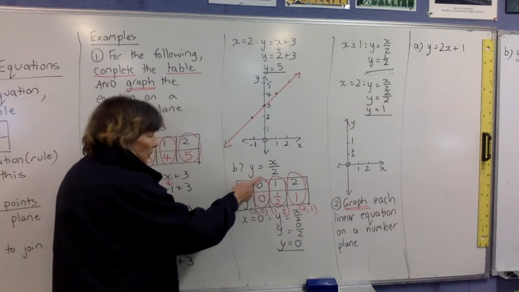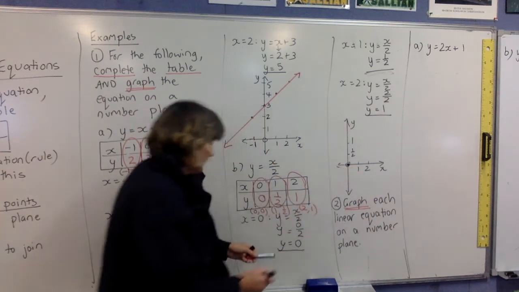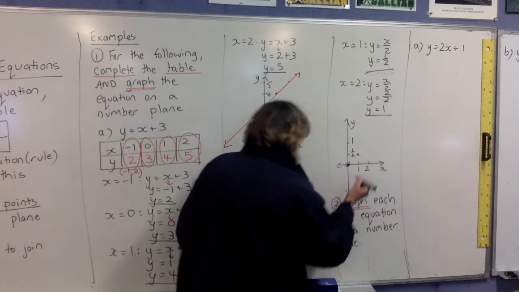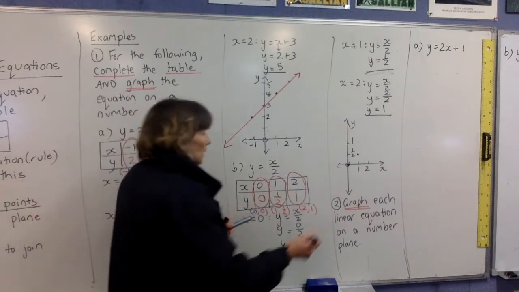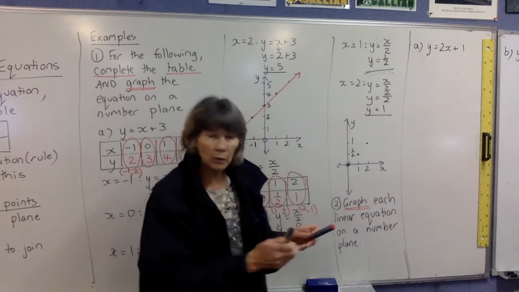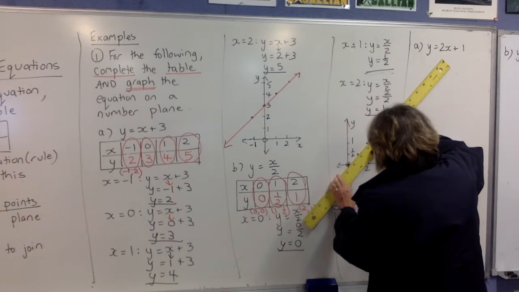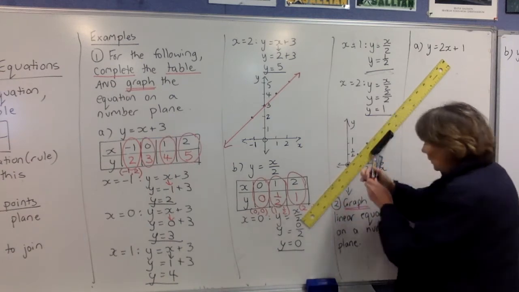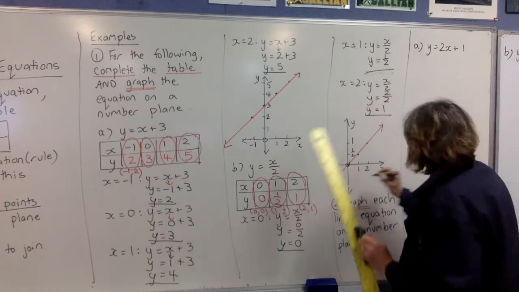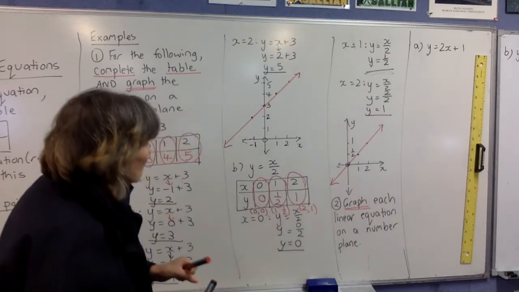Okay, so now we're going to plot the point. 0, 0 is right in the middle at the origin. 1, 1/2, go along 1, up a half. And the last one, 2, 1, go along 2, up 1. Then you need to get your ruler, and you need to join through your points. And just go past those points as well and put your arrowheads on the end. Okay, let's look at the next question.